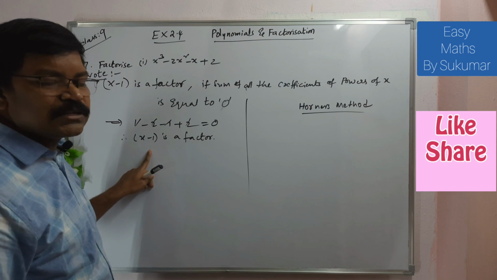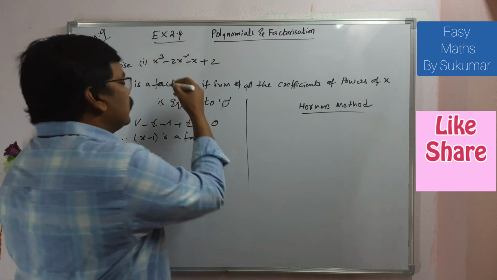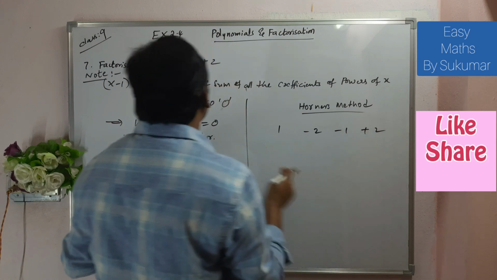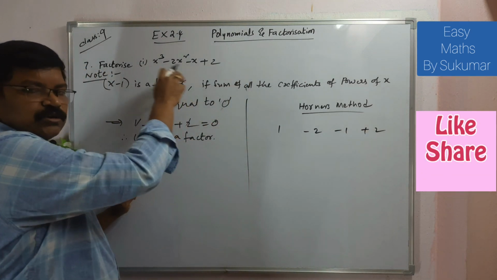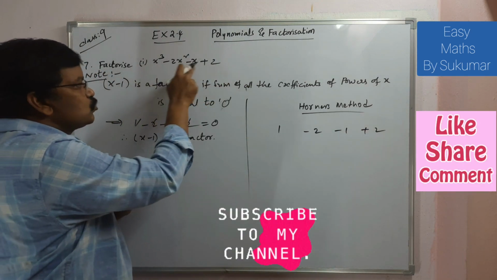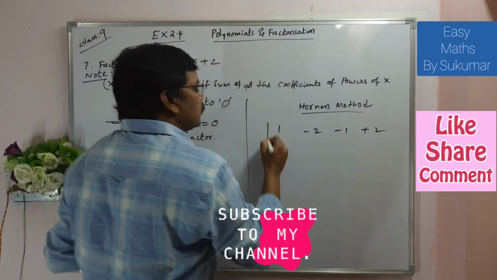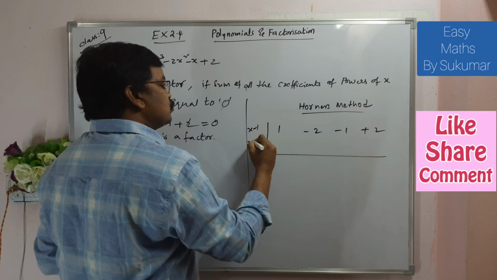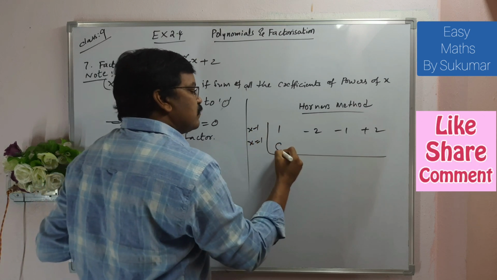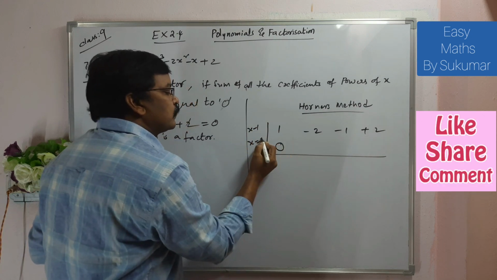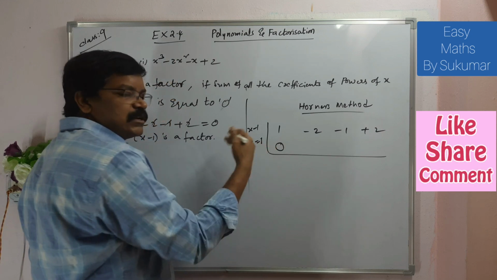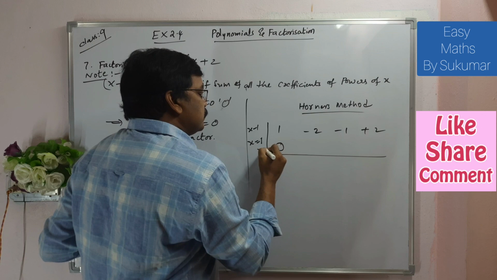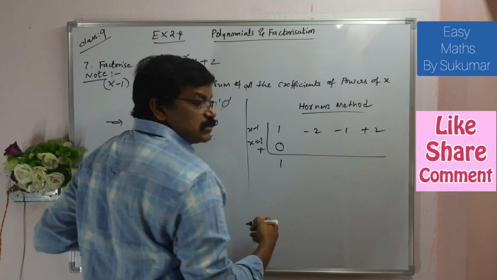I will explain this method to find the other two factors. Here we already got x minus 1 as a factor. Take the coefficients in descending order of power: 1, minus 2, minus 1, plus 2. Since x minus 1 is a factor, x is equal to 1. First, every time you put 0 here. Then only addition, adding all these numbers.